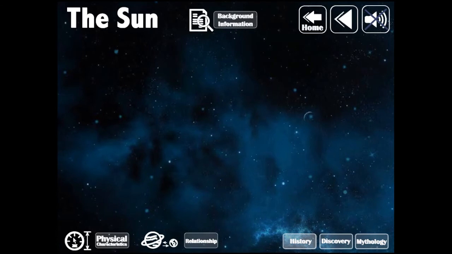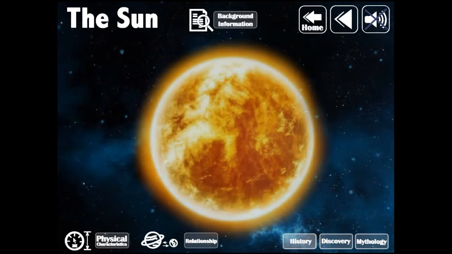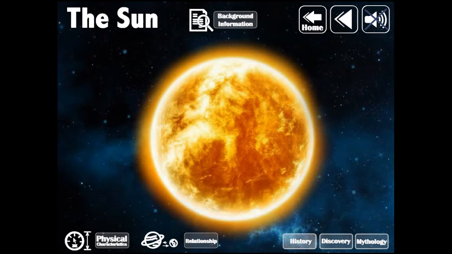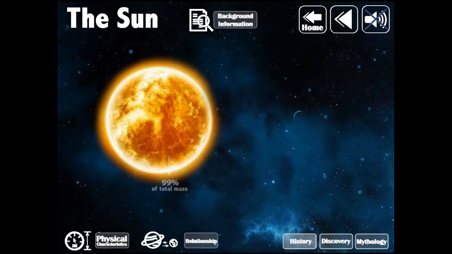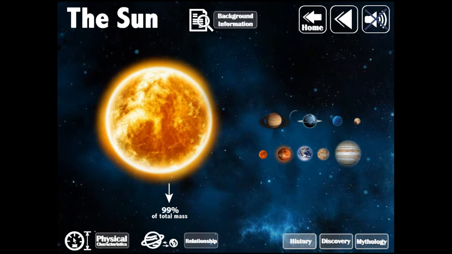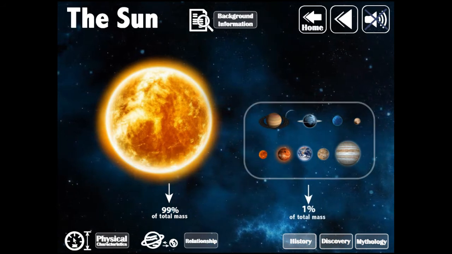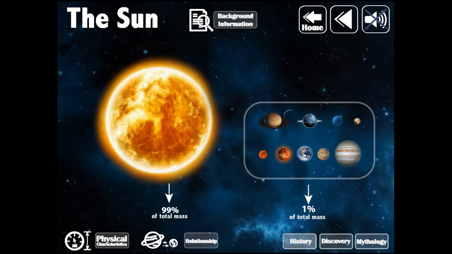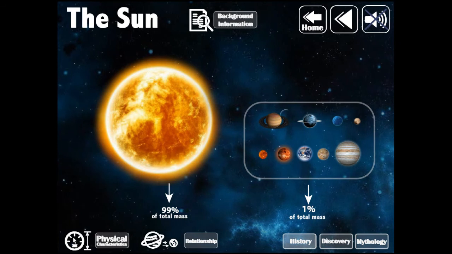Physical background information. The sun is the largest object in the solar system. The mass of the sun is 99% of the total mass of the solar system, while the remaining 1% includes the other planets, dwarf planets, asteroids, comets, as well as dust, meteorites, and ice, which all orbit around the sun.